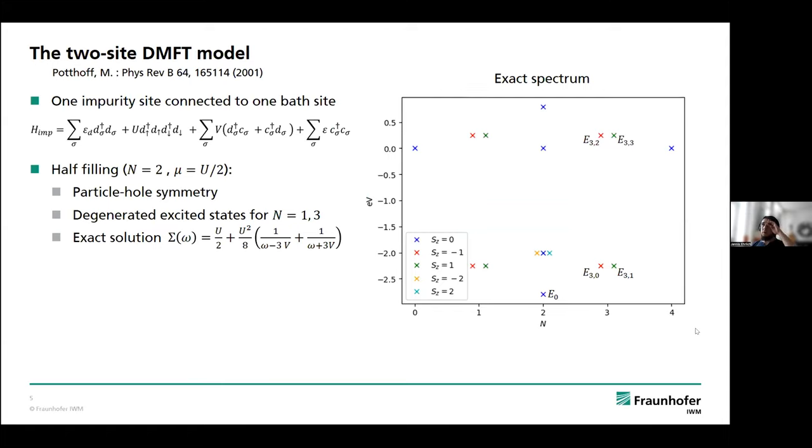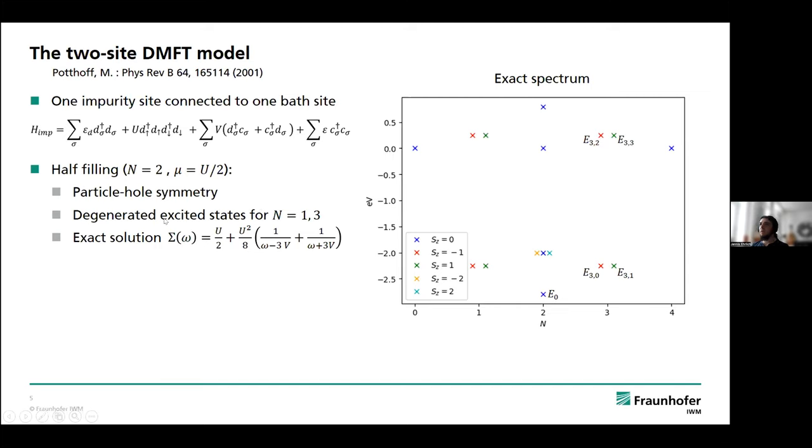Next, I want to introduce the two-sided dynamical mean field theory model, which is the most simplified case one can use for DMFT, as one has only one impurity site, which is this first part here with interacting electrons, and only one bath site where we have free electrons, and the term which connects both of them. This model is quite useful, especially as we have at half filling the exact solution of the self energy available, which was already shown by Potthoff in 2001.